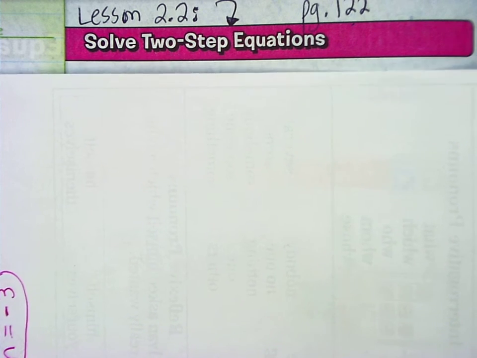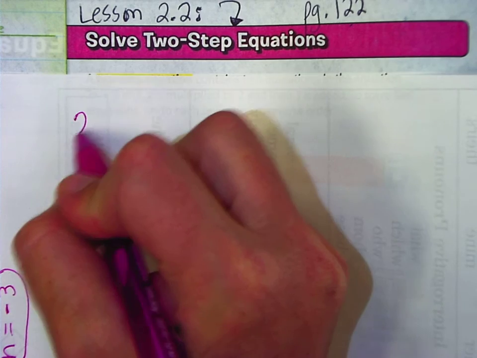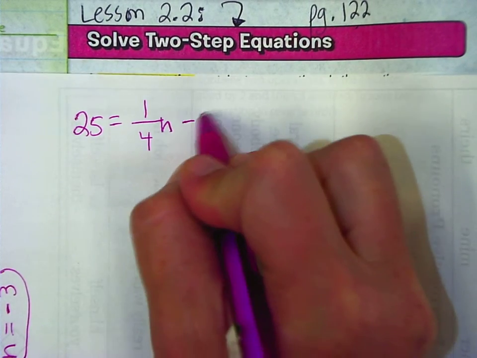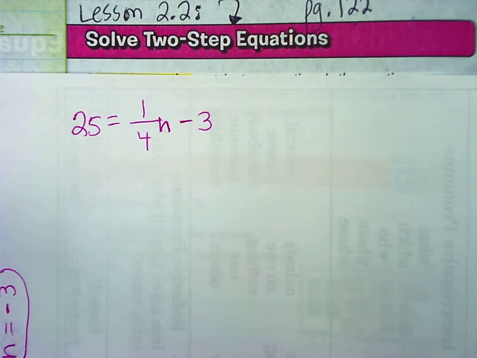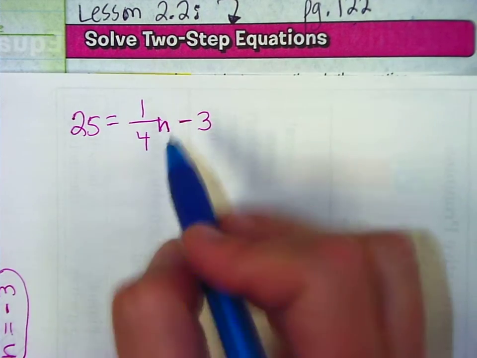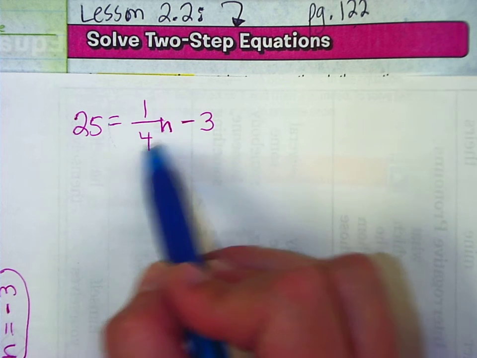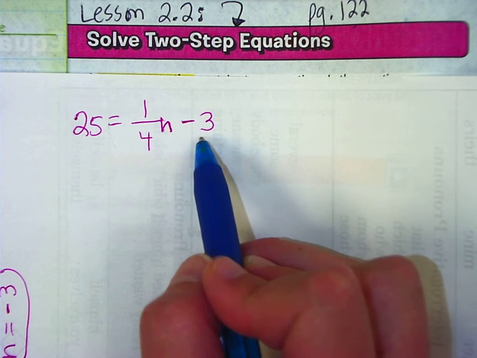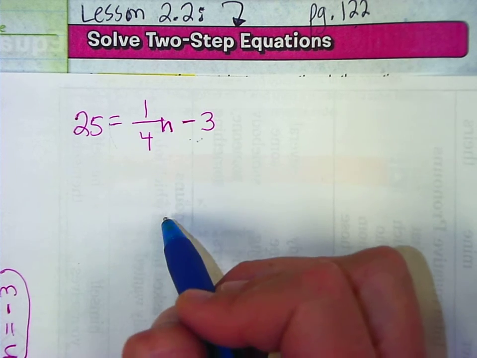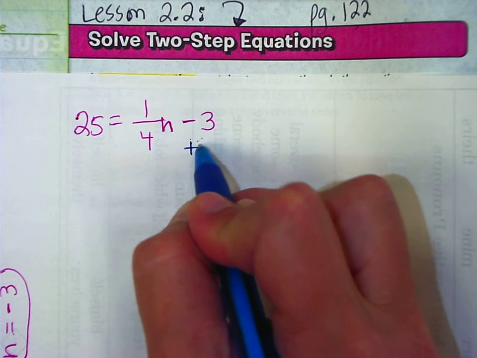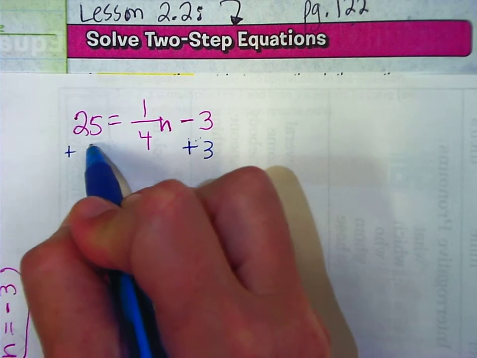Okay, let's look at a couple with some fractions involved. So how about, let's try 25 equals 1/4 n minus 3. All right, so again, I'm going to start on this side first because I want to get n by itself. But before I can get rid of the 1/4, I have to start here at this negative 3. So I'm performing the opposite operation. The opposite of a negative 3 is a positive 3. So I'm going to add 3 to both sides.